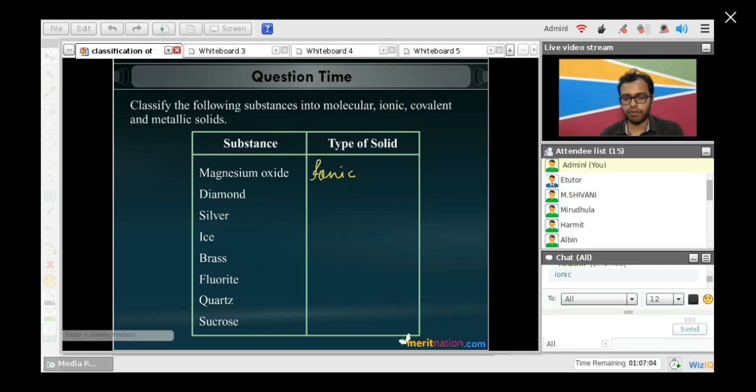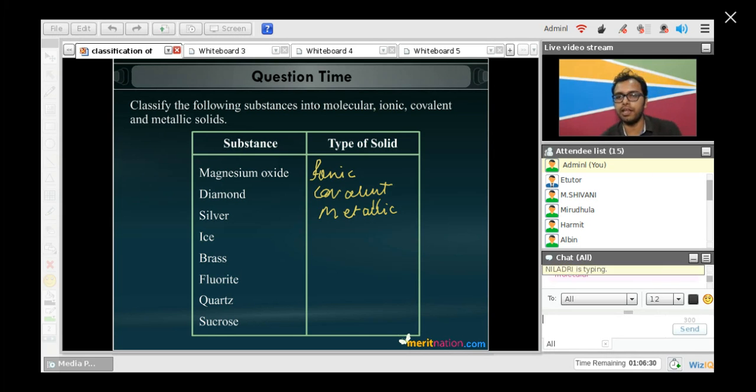This is ionic. What about diamond? Diamond is covalent, right? Silver? Silver is what kind of solid? Metallic, right? This is a metallic solid. What about ice? Ice is what kind of solid? It is a molecular solid, right? And in molecular solid, it will be in which category? It will be a hydrogen bonded molecular solid, right? So it is molecular.